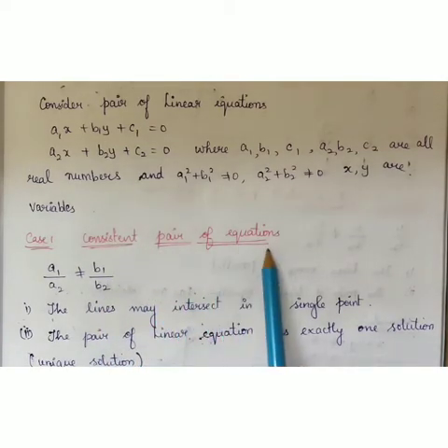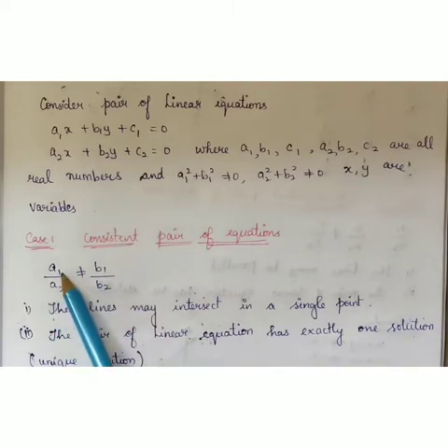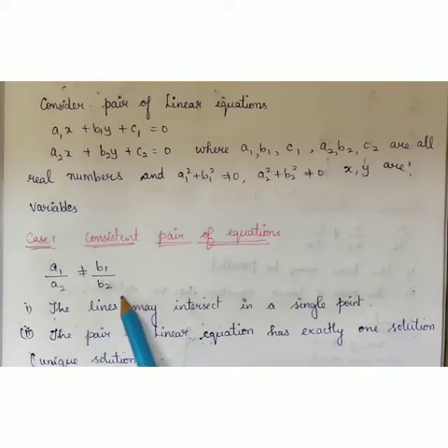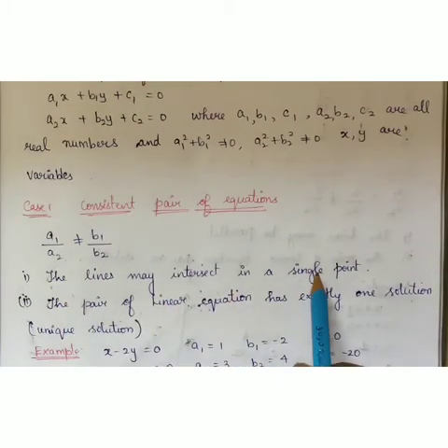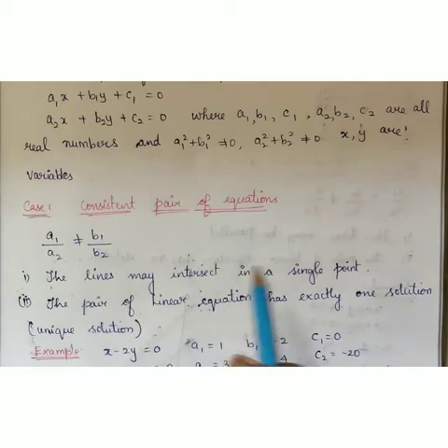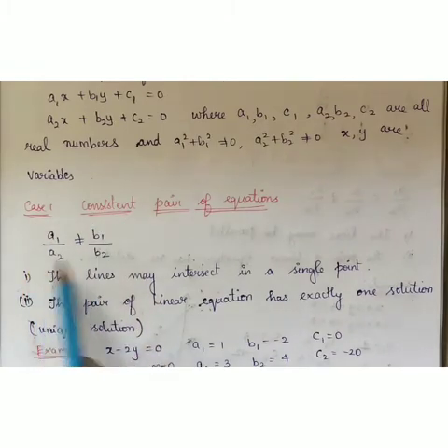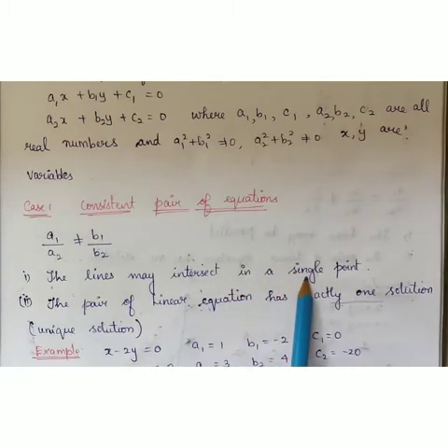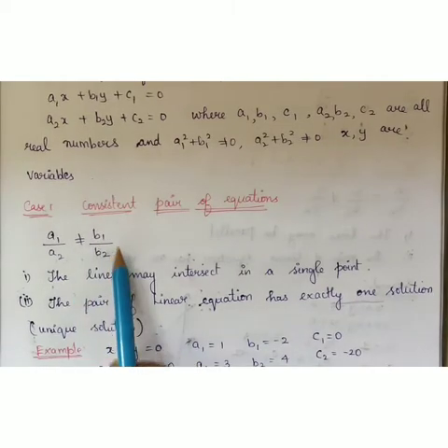Consistency of the pair of equations. Now see here, when can we say that two equations are consistent, or my solution is consistent, means my a1 by a2 is not equal to b1 by b2. In this case I can say that it is consistent. That means the lines will intersect at a single point. The pair of linear equations has exactly one solution. If this is possible, then it will have only one solution, that is, it intersects at only one point. First case is a1 by a2 is not equal to b1 by b2.